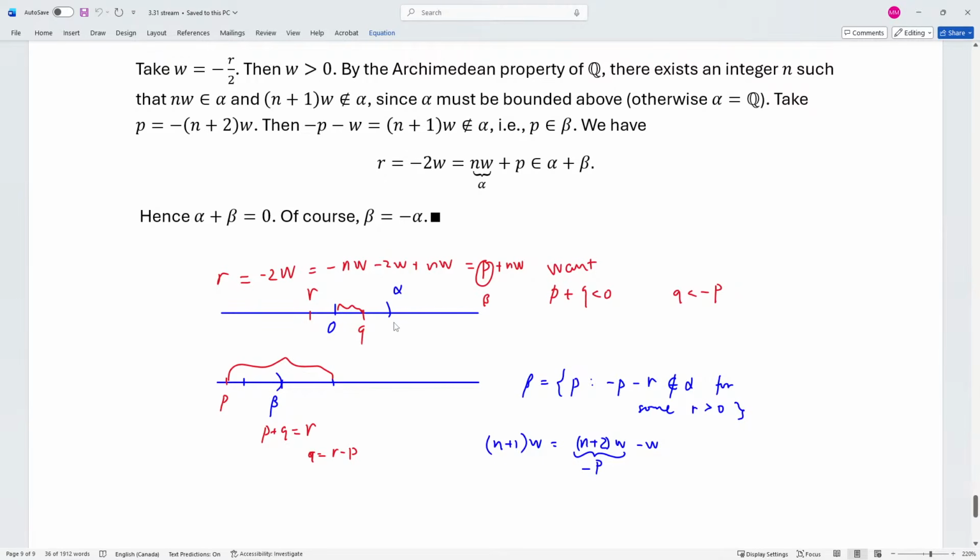So we don't allow minus P to sit right at the boundary. So therefore, we instead say minus P minus R is not in alpha for some R positive. That is to say, minus P sits strictly to the right of alpha. There's some gap between minus P and alpha. That was the definition of the additive inverse.